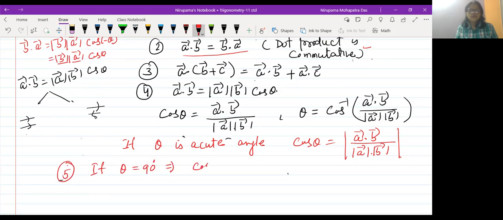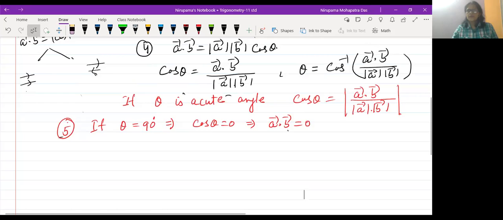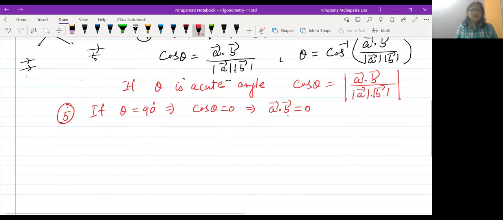Cos theta equal to 0. So this implies A dot B equal to 0. Here we can see when theta is 90 degrees, the angle between A and B is 90 degrees. So what we can conclude here is that A vector is perpendicular to B vector if and only if A dot B equals 0. Okay, so for two perpendicular vectors, the dot product vanishes.